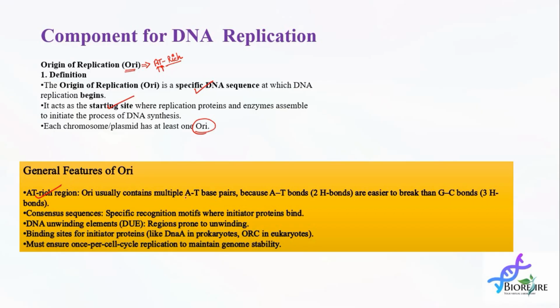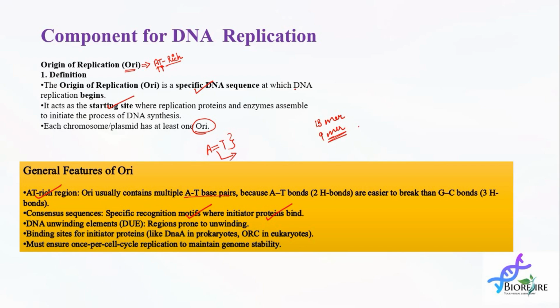AT-rich means it will contain multiple AT base pairs. Adenine binds with thymine through a double bond, and this double bond is easily breakable. That's why this region is AT-rich. Sequences means a specific recognition motif where the initiator protein will bind. In the case of prokaryotes, this contains 13-mer or 19-mer sequences.